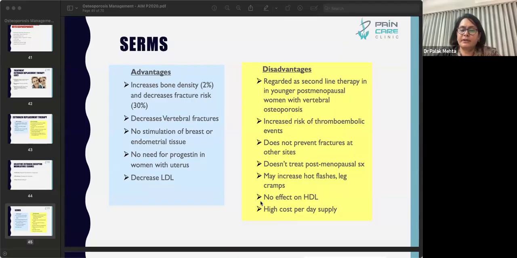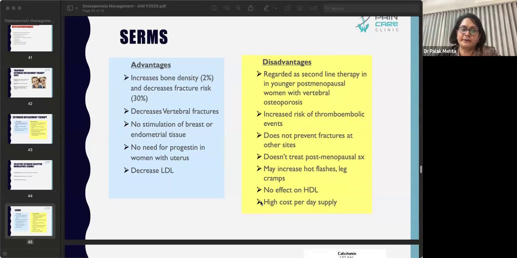Increased risk of thromboembolic event. It does not prevent fracture of other side. It does not treat the postmenopausal symptoms. May increase hot flush and leg cramps, and no effect on LDL or high cost per day supply.